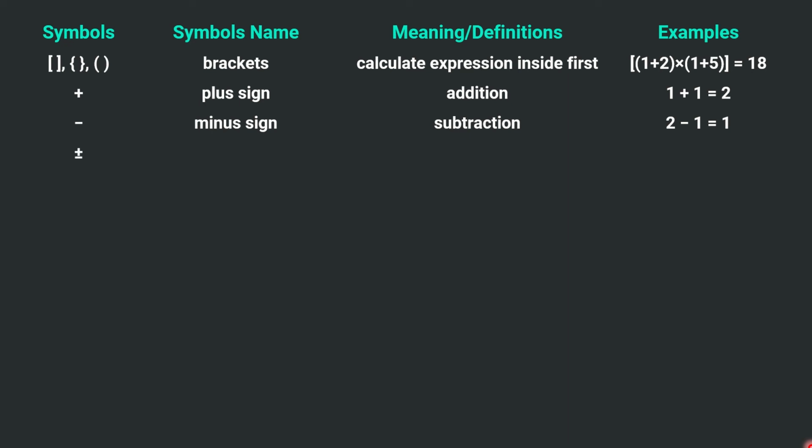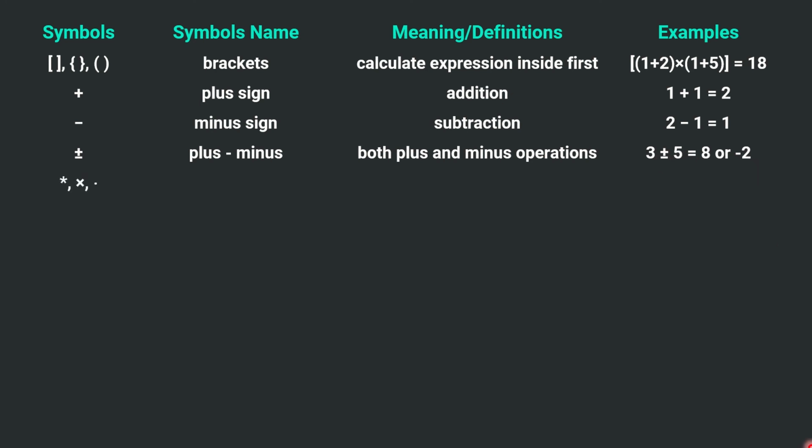Then we have this plus minus sign. This is the plus minus sign, and it represents both plus and minus operations. For example, if we have 3 plus minus 5, first of all 3 will be added with 5, and then 5 would be subtracted from 3 also. So 3 added with 5 makes it 8, and 5 subtracted from 3 makes it minus 2.